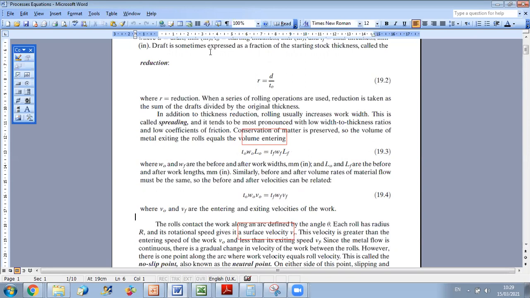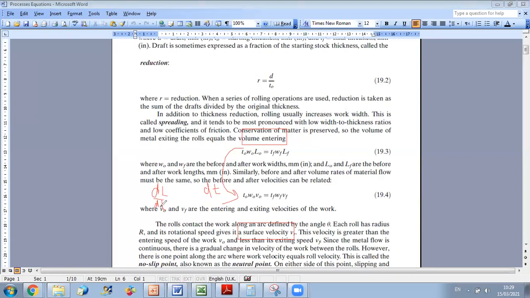Since when deriving with respect to time, d by dt, the derivative of length is velocity. So dL by dt is equal to V. So you get in this way a relation for the volumetric flow rate. So this is, if you want, called conservation of volumetric flow rate through the rolling system.